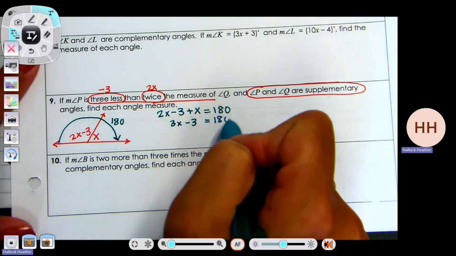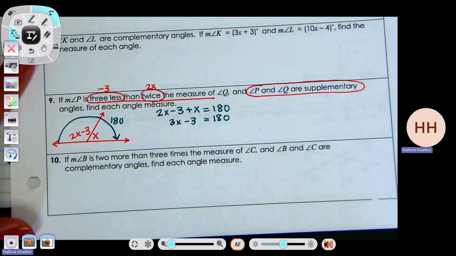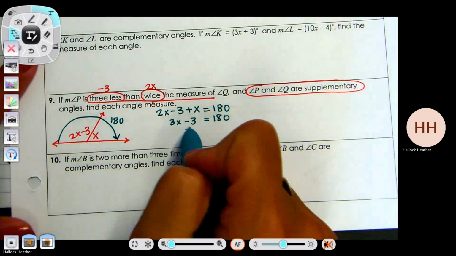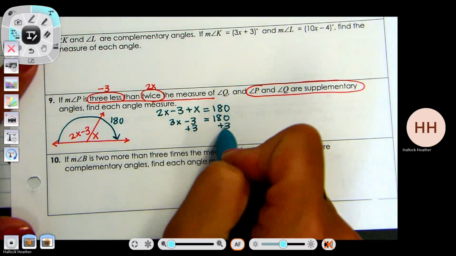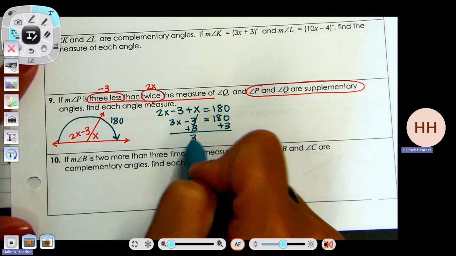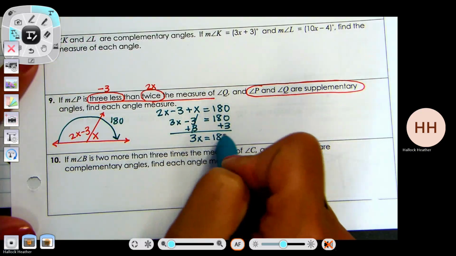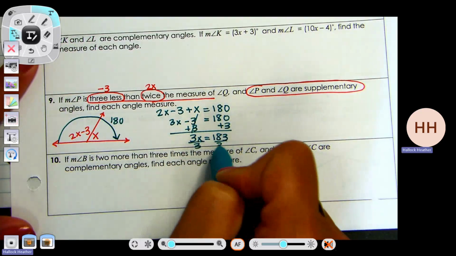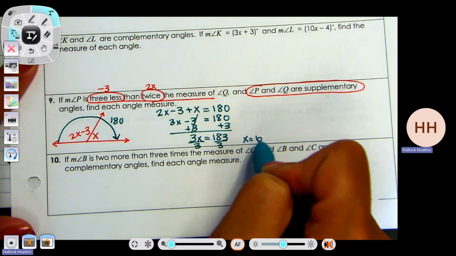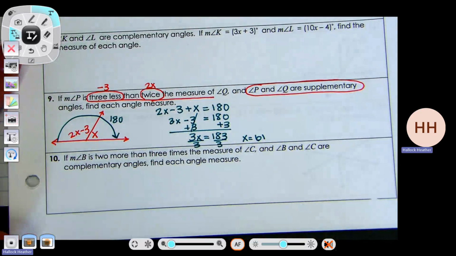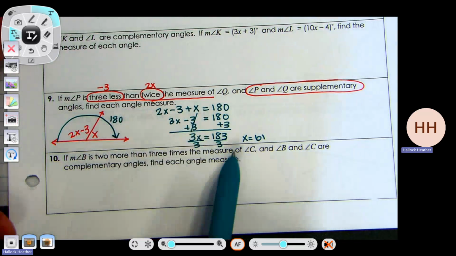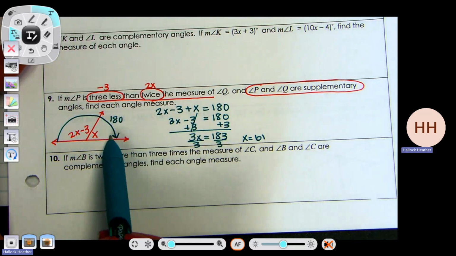And now it's a 2-step equation. So I'm going to add 3 and then I'm going to divide. So somebody with a calculator. So we get 61. So x equals 61. And this is what I mean by you got to plug it back in because it wants to know the measure of each angle. It says find the measure of each angle. So one of the angles is automatically just 61 degrees because it's just x.